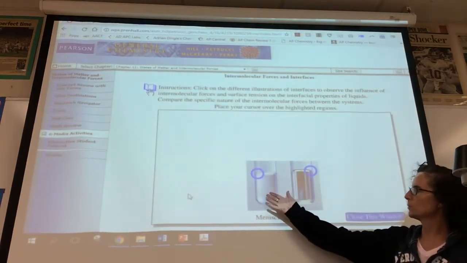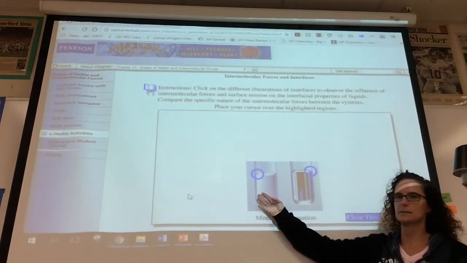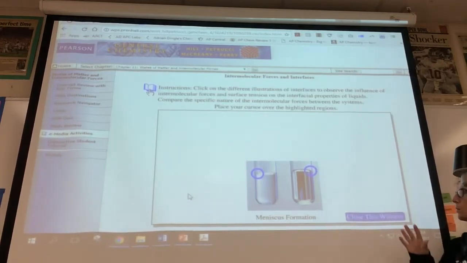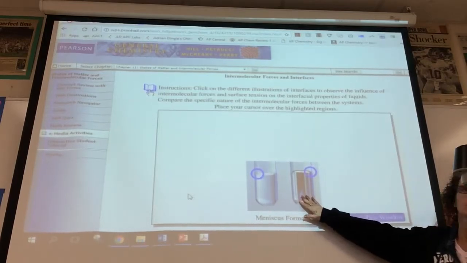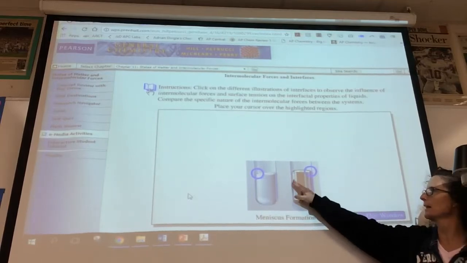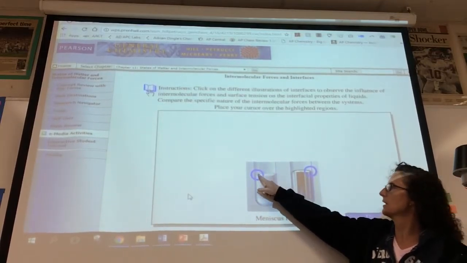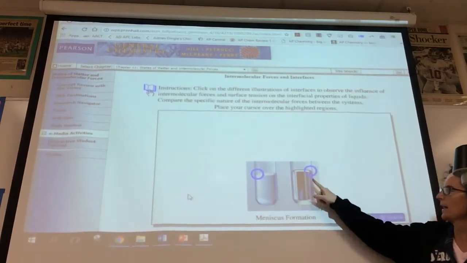Shown on the left would be something like water, a polar covalent substance in a glass tube. Glass is made up of basically silicon dioxide. We'll take a look at that in a little bit. In contrast, this would be something like mercury, a nonpolar covalent substance in a glass tube. You can see this meniscus is concave, this meniscus is convex.